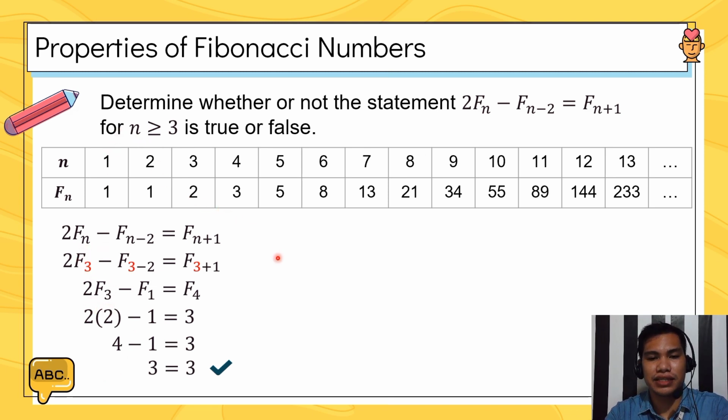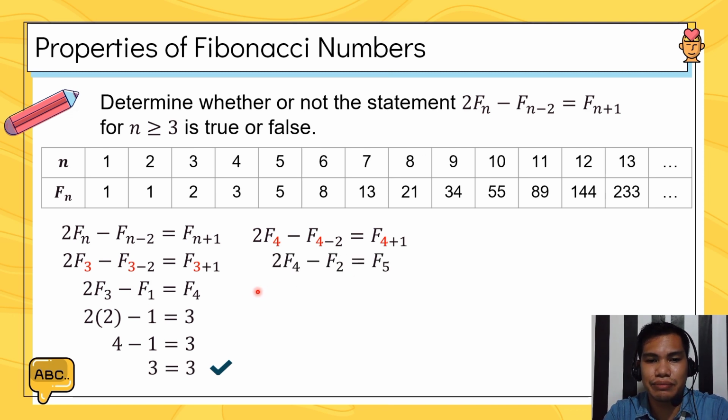Try nato sa 4, kay greater than or equal to 3 man siya. Testingan nato kang 4: 2 times f sub 4 minus f sub 4 minus 2 is equal to f sub 4 plus 1. Same process. 2 times f sub 4 minus f sub 2 is equal to f sub 5. Ilisa na to: atong f sub 4 kani 3, atong f sub 2 kana 1, atong f sub 5 kani 5.